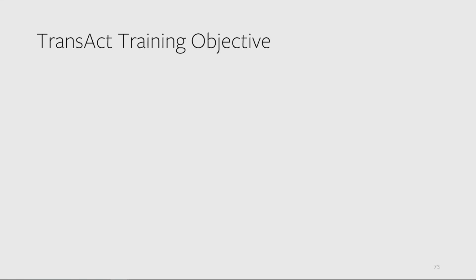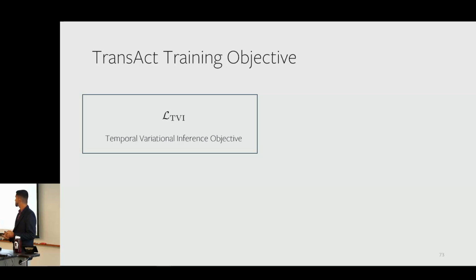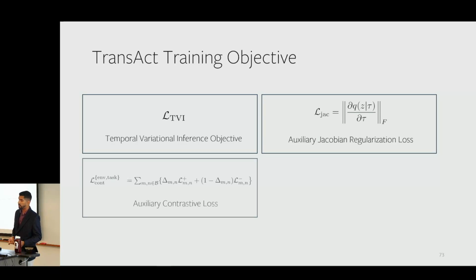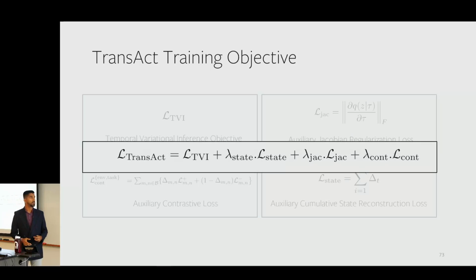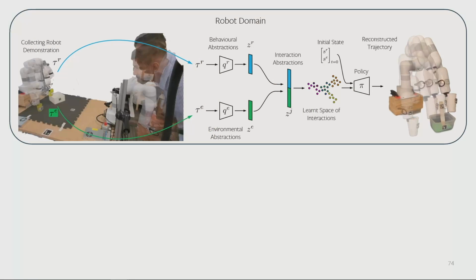Overall, our objective looks something like this. We start out with a temporal variational inference objective that was used in part 1 of the talk to train our original skill space. We add in an auxiliary Jacobian regularization loss, an auxiliary contrastive loss, and an auxiliary cumulative state reconstruction loss. Together, these form the objective of our system. And this overall describes how we went about solving the learning of representations of interactions in, let's say, the robot domain.